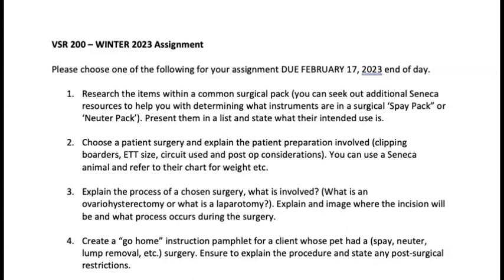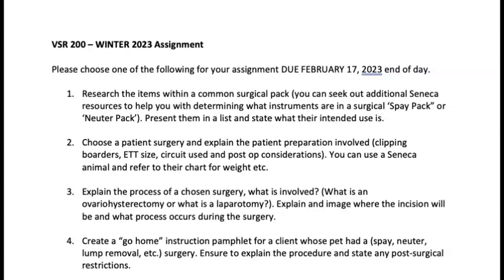The first option is to research the items within a common surgical bag. You can seek out additional Seneca resources to help you with determining what instruments are in a spay pack or a neuter pack. You're to present these items in a list and state what their intended uses are.